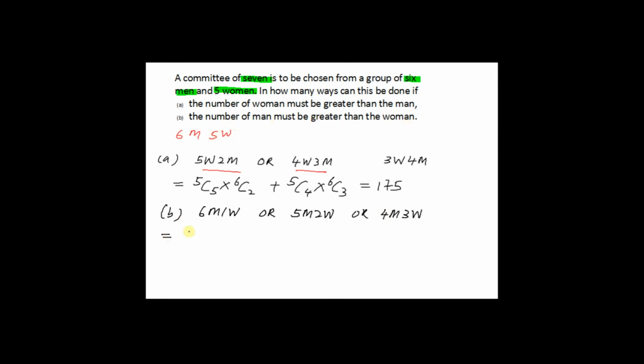So this equal to, 6 men, you choose 6, multiply with 5 women, you choose 1, plus 6 men, you choose 5, multiply with 5 women, you choose 2, plus 6 men, you choose 4, multiply with 5 women, you choose 3. Just press your calculator, your answer should be 215.